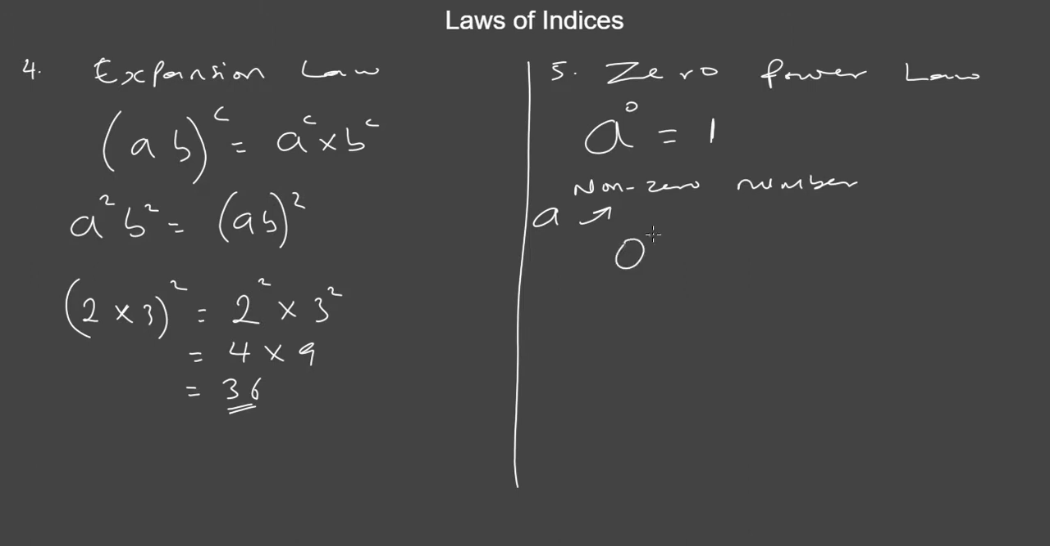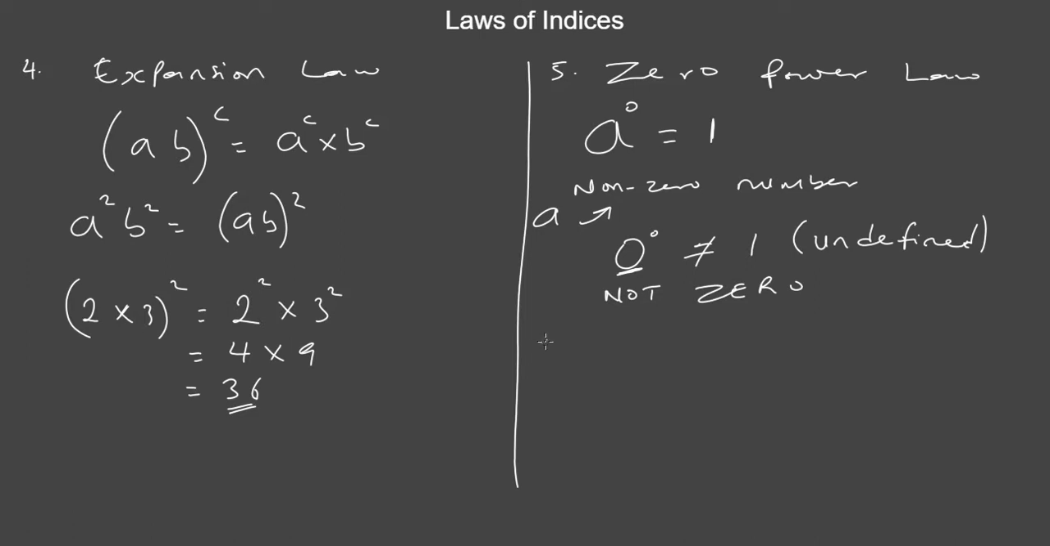Note, if you say 0 to the power 0, the answer is not 1. Which means this law applies only when the base is not 0. So take note, not 0. If it is 0, it is undefined. Undefined means we really can't say what the answer is. We can't say the answer is 0. We can't say the answer is 1. We can't say the answer is infinity. So the rule states if you have a non-zero number raised to power 0, the answer is 1.